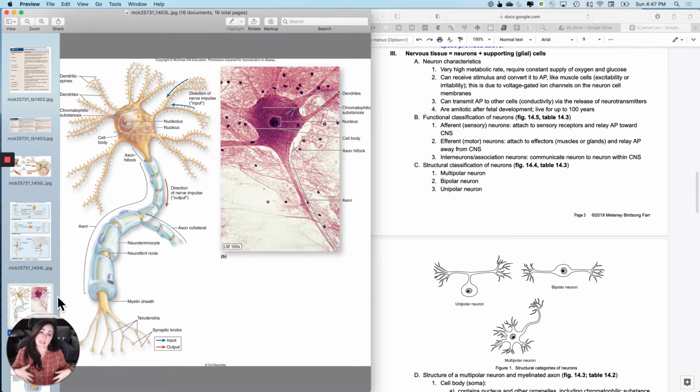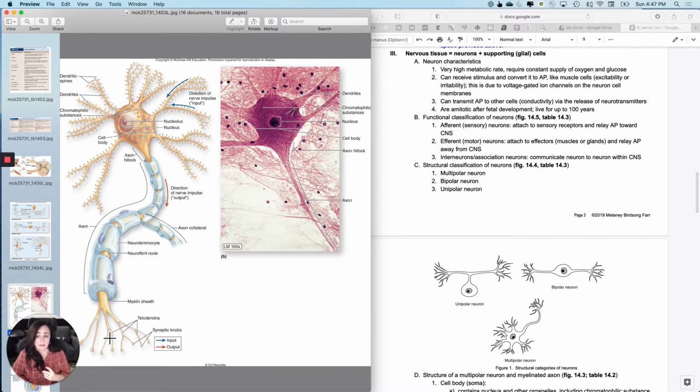So they are excitable, electrically excitable. For those of you who have had physiology or are taking physiology, it is because they have some special kinds of ion channels on their cell membranes called voltage-gated ion channels. For those of you who haven't had physiology, no worries, you'll learn that later.